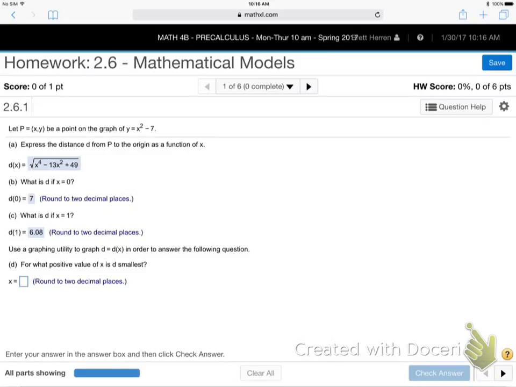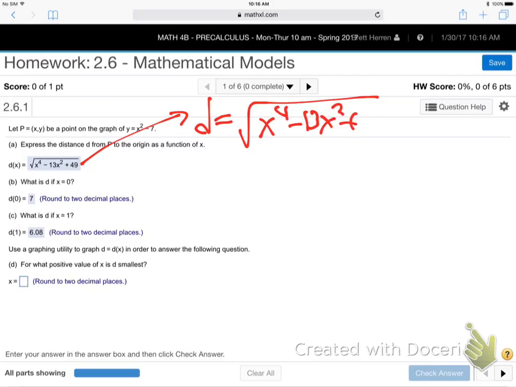Let me put it here for us. Okay, so the distance formula, it's right there on the screen. Nice. So I'll write it up here again, though. The distance formula is the square root of x to the 4th minus 13x squared plus 49.